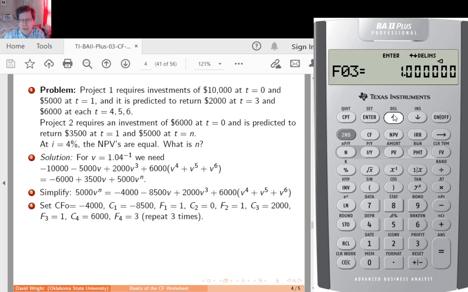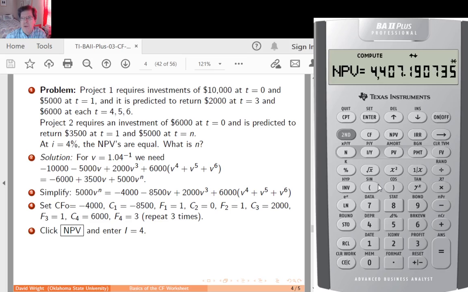So now you can check that we have it all entered in correctly here. Minus 8,500 and minus 4,000. So there's our cash flow. And to figure out the net present value, we're going to go to net present value, set the interest rate equal to 4, go down, and ask it to compute it. And there it is, $4,407.19.